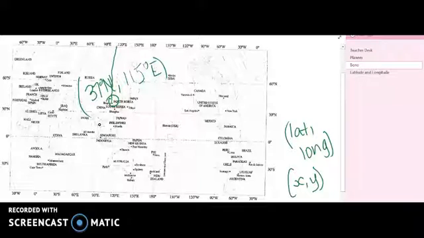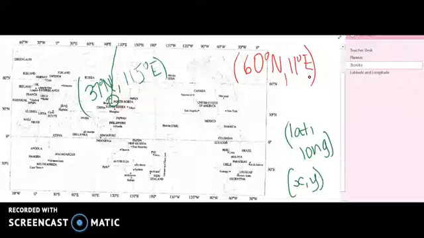You would be able to look those up on Google Maps and see how accurate you are. You may be given coordinates. For example, if you are asked to find or draw a point at these coordinates, let's say 60 degrees north, 11 degrees east. Remember, it's 60 degrees north as it comes first. That must be the latitude.